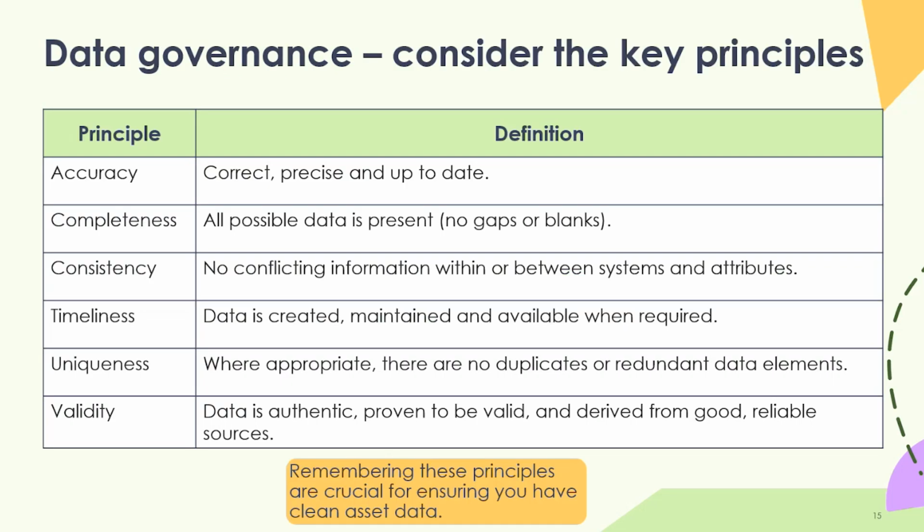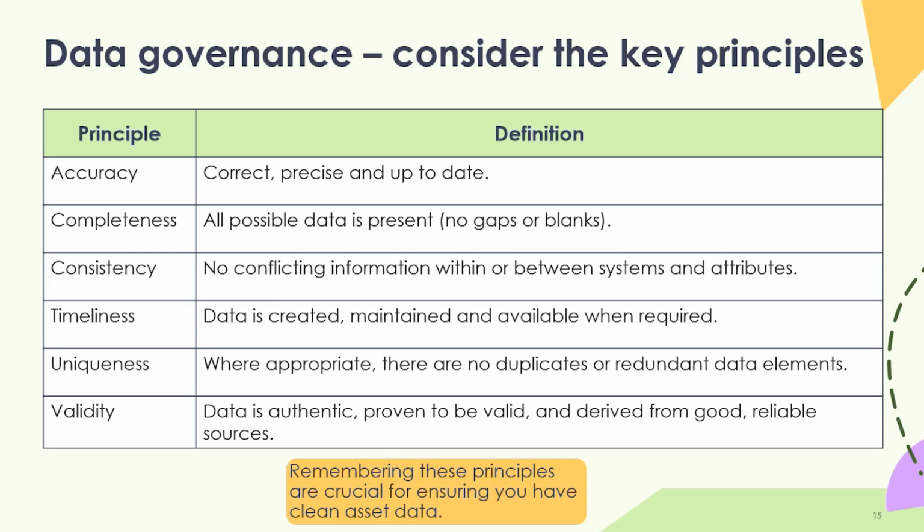So just before we move on, will we have the slides available for people after this session? Could you let us know in the chat? These are the data governance principles that we aim for when collating, collecting and cleaning information. Accurate data: we want it to be correct, precise and up to date. Completeness: we want no gaps. Consistency: no conflicting information within or between systems and attributes.